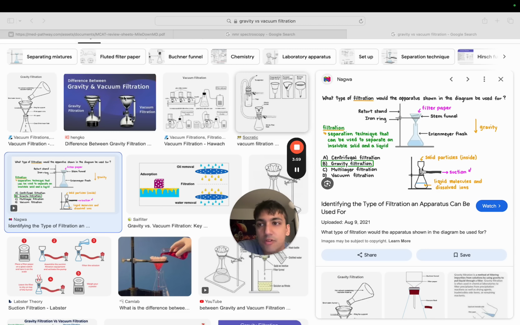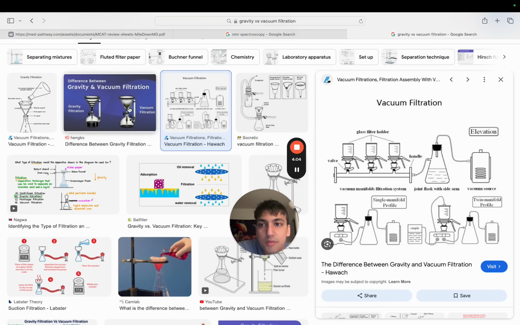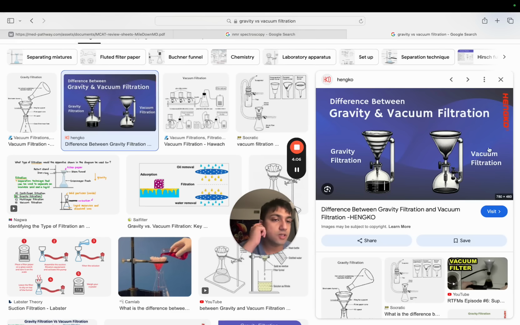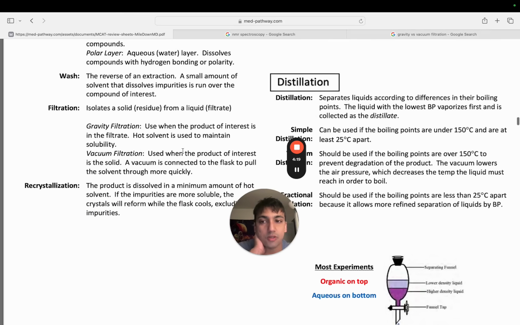And then you have vacuum filtration. Vacuum filtration, this is kind of a more complicated example, but this will work also. This is on the right here is vacuum filtration, and you'll just notice that there's a vacuum that's plugged into it, and you should remember what it does. Vacuum filtration is used when the product of interest is the solid, and the vacuum is basically used to pull the solvent through more quickly.